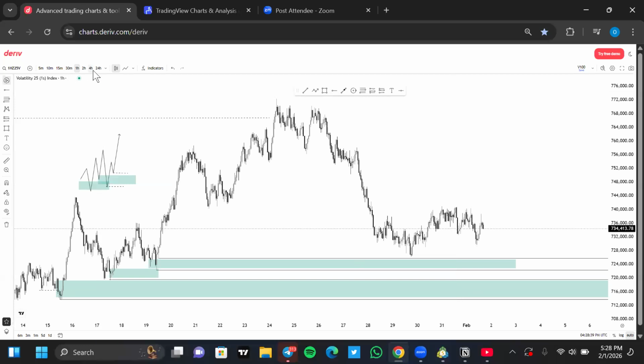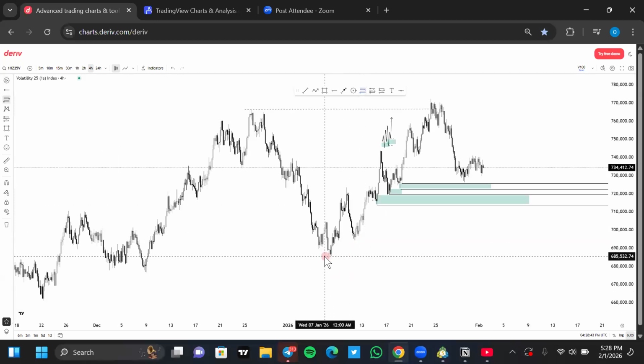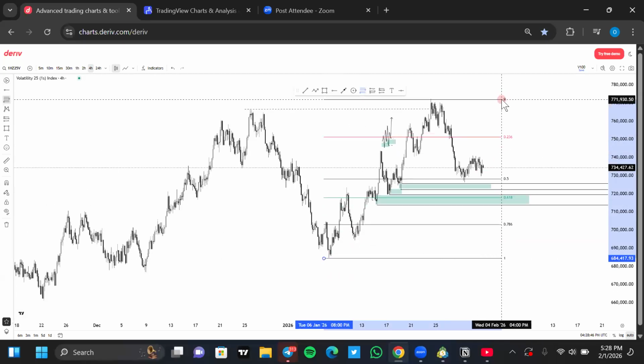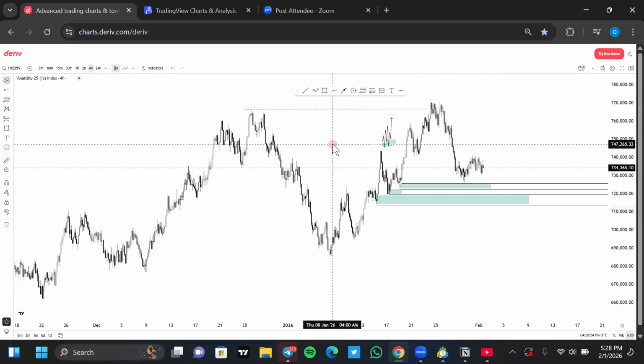And where is this POI, most especially? Checking from our higher time frame, we can see that this POI is at 0.618. So it makes me trust this POI a lot.